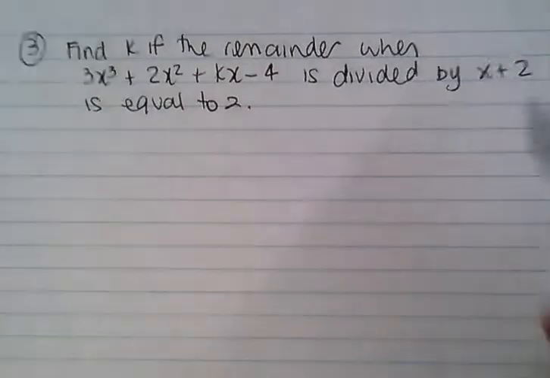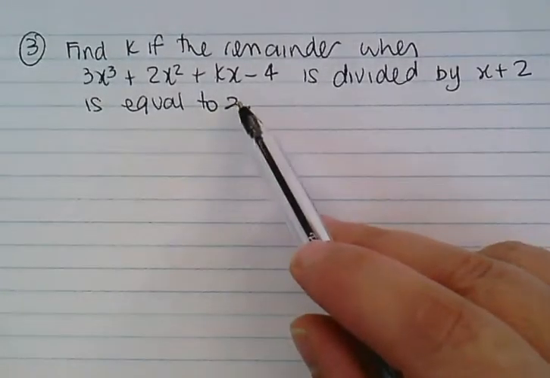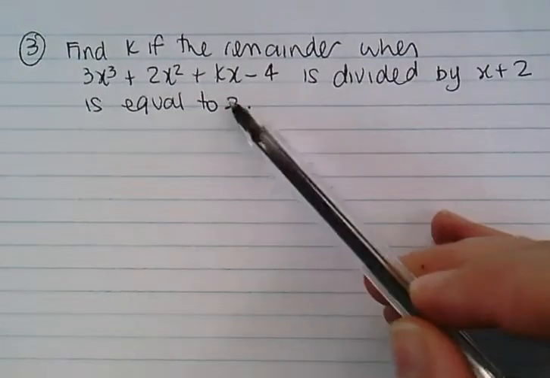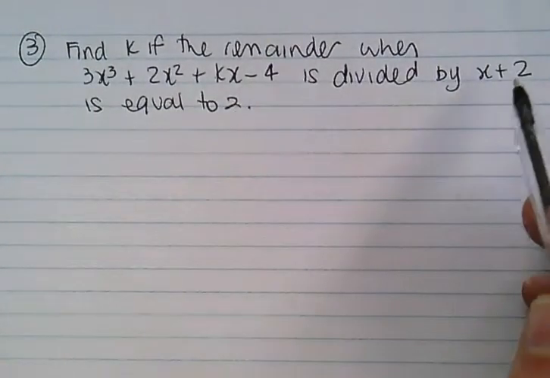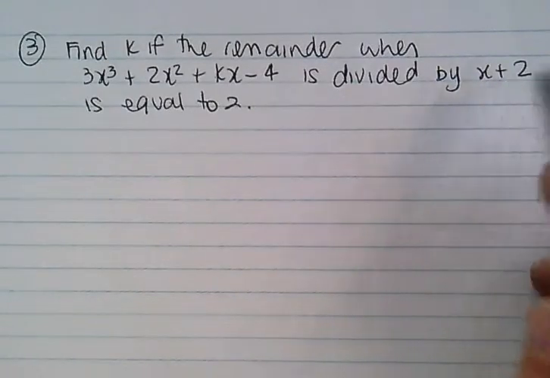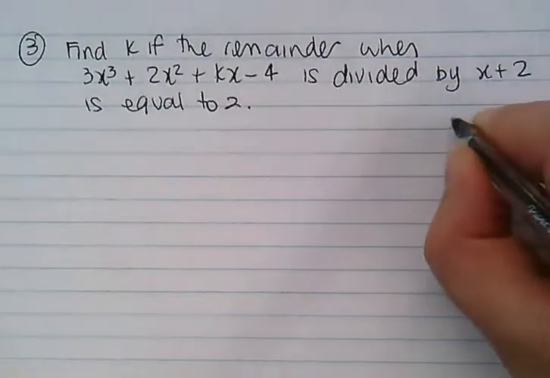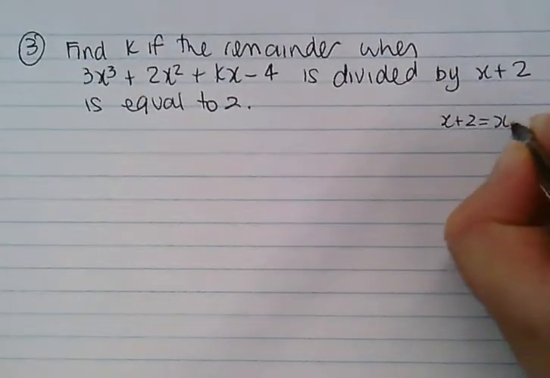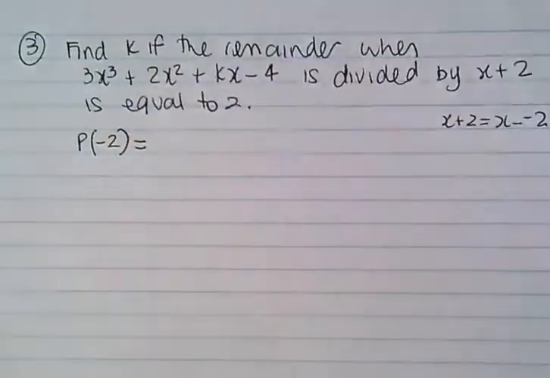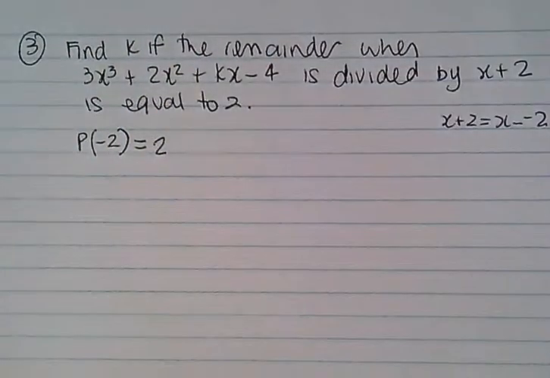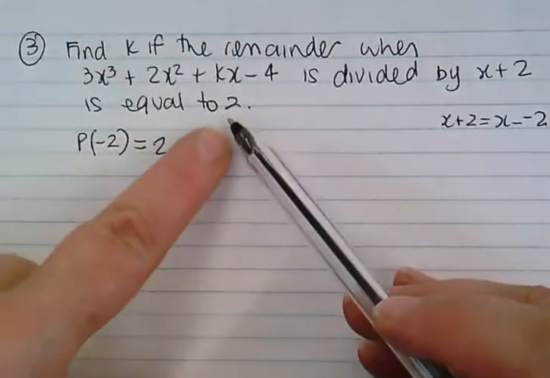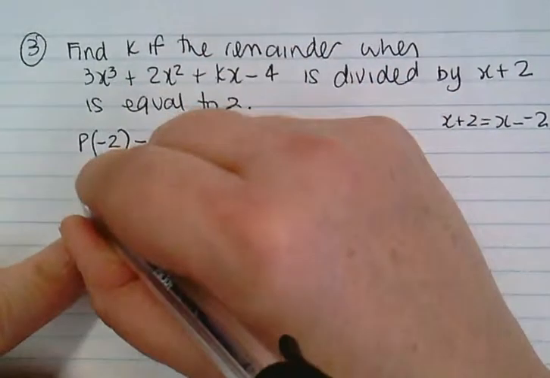So, I already know that the answer to my division is 2, or I already know when I substitute which value. What do I substitute? So x plus 2 is x minus negative 2. So when I substitute in negative 2, what answer do I get? 2, because that's my remainder. So if I substitute negative 2, I know my remainder is going to be 2. So let me substitute negative 2.